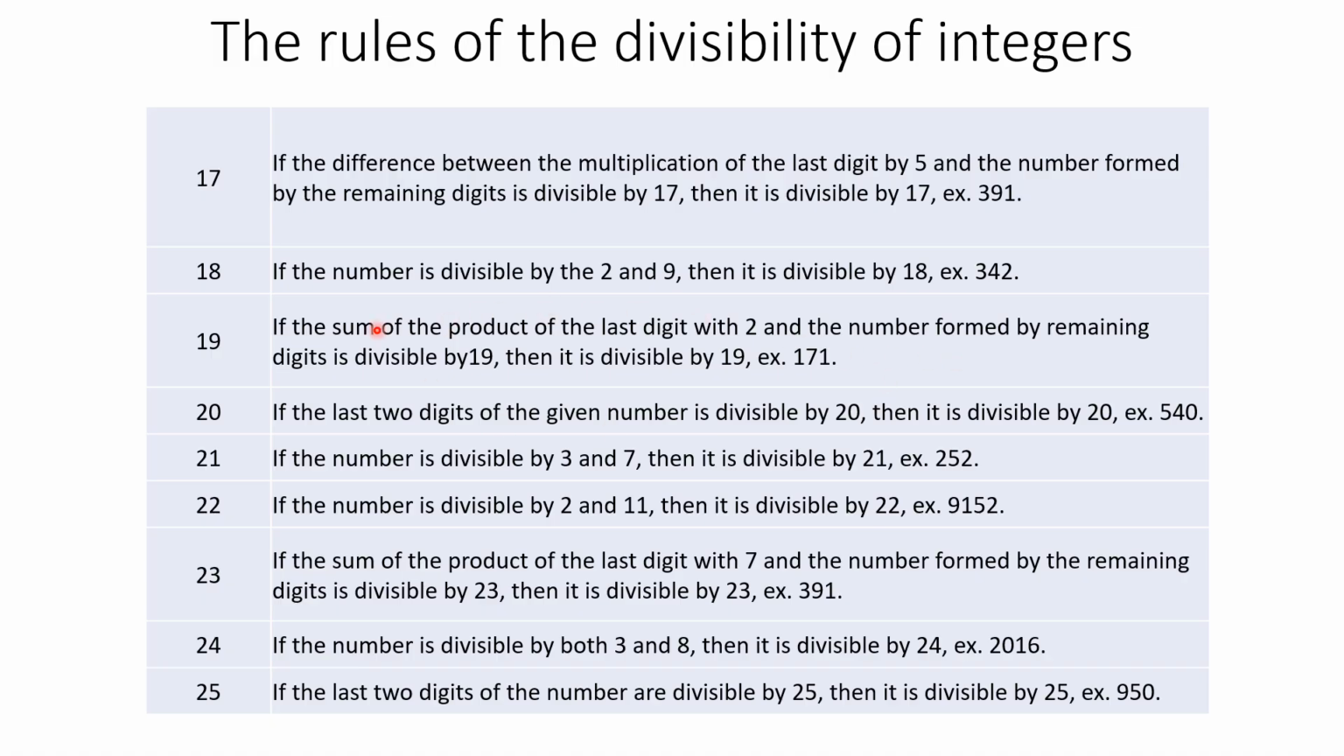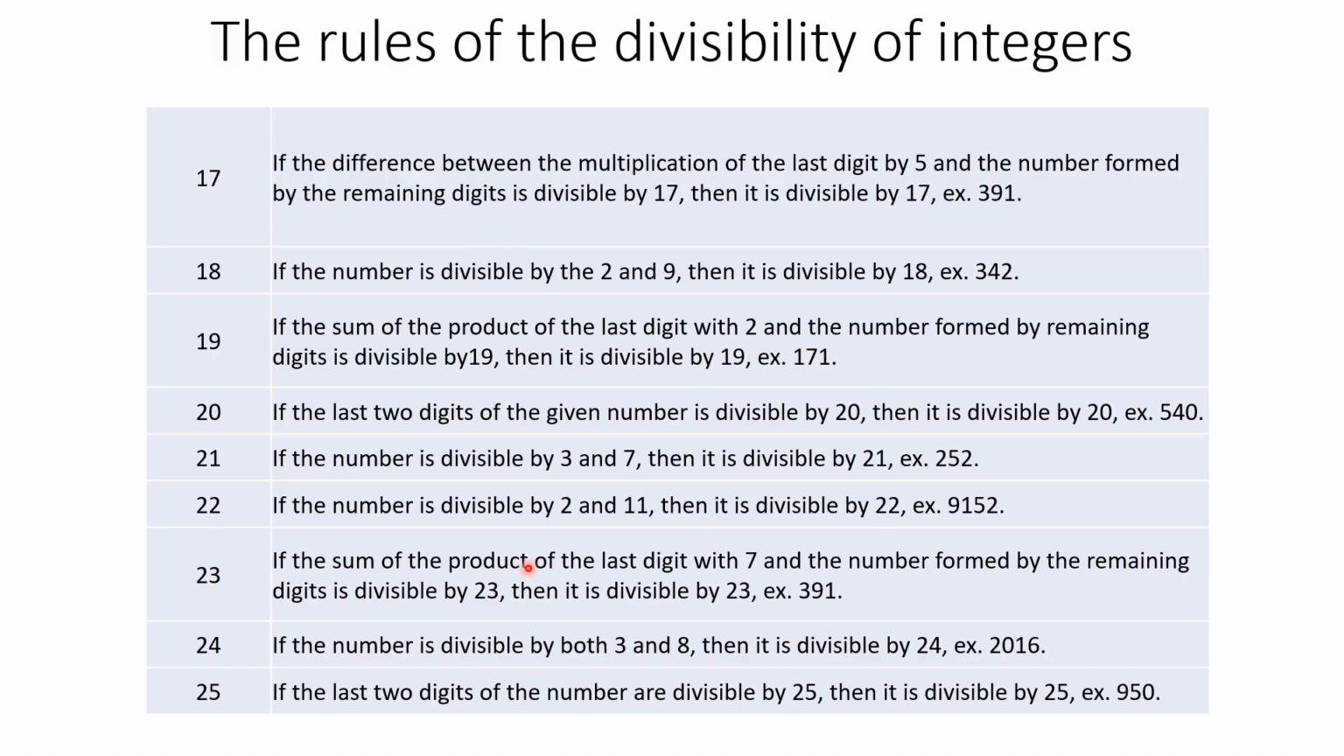For 20, if the last two digits of the given number is divisible by 20. For 21, if the number is divisible by both 3 and 7. For 22, if the number is divisible by 2 and 11. For number 23, if the sum of the product of the last digit with 7 and the number formed by the remaining digits is divisible by 23, then it is divisible by 23.